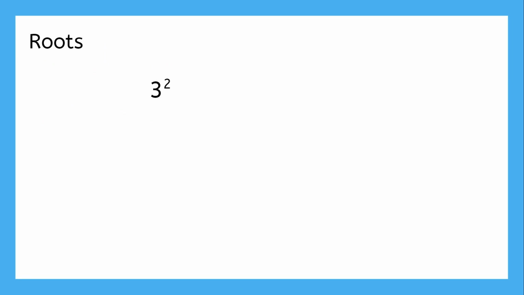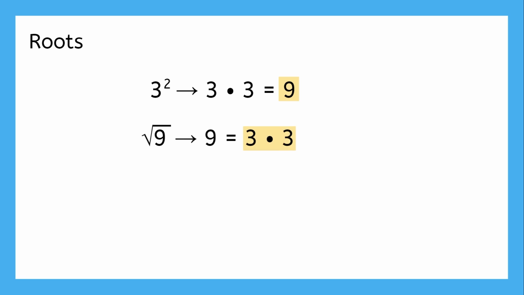This is a power. What this means is that if you multiply two 3's together, you get some value, which we know is 9. And this is a square root. What it means is that 9 is equal to some number multiplied by itself. We even know what number goes there. 9 is 3 times 3. So 3 squared is 9, and the square root of 9 is 3. Powers and roots are inverse operations, just like addition and subtraction or multiplication and division.